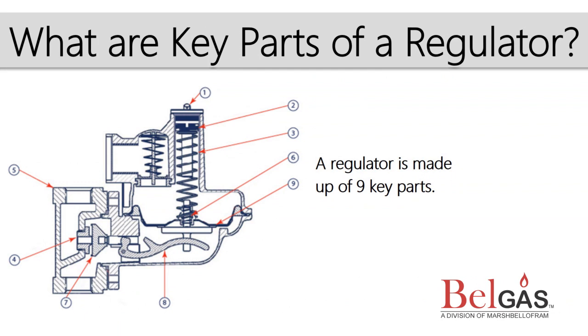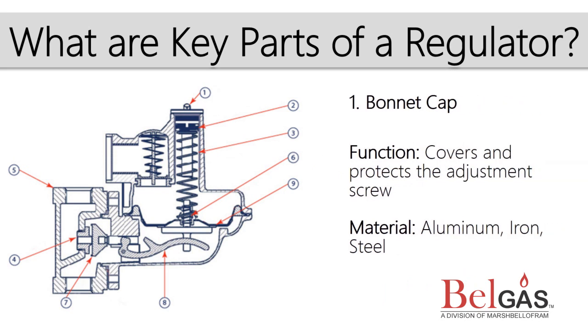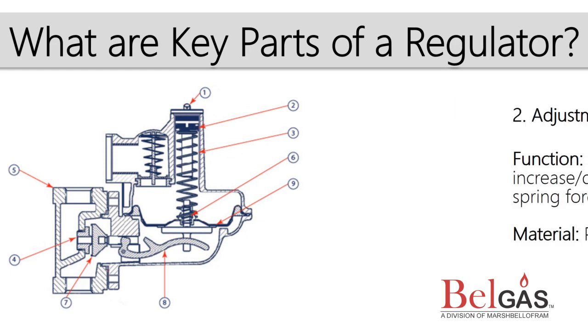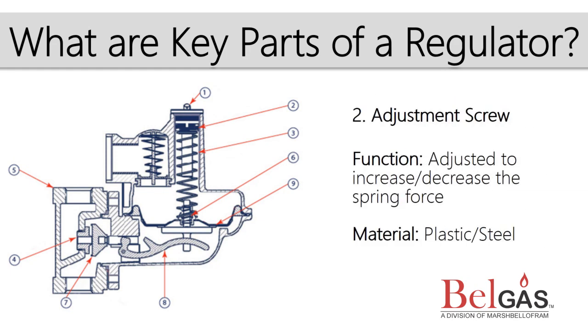We'll review 9 key regulator components as represented in the cross-section drawing. The bonnet cap is a seal to the spring case of the regulator. It can be used as a tamper-proof seal and is sometimes used as a visual color indication of delivery pressure rating. The adjustment screw is the user interface to manipulate the exerted spring force. Its linear travel compresses the spring, then holds it in place when the desired pressure is achieved.